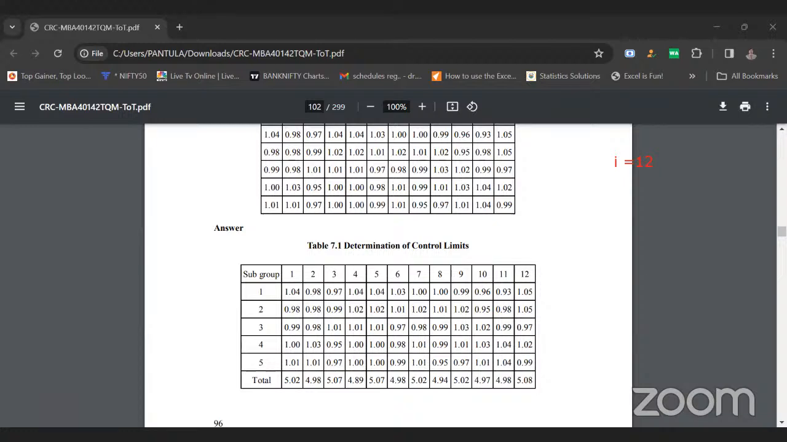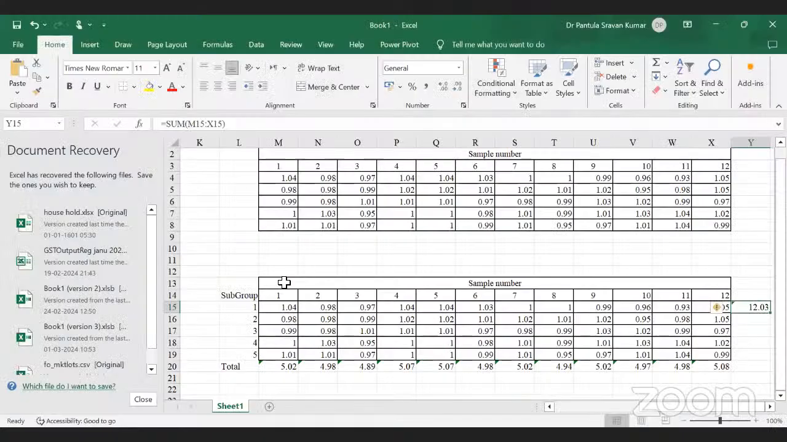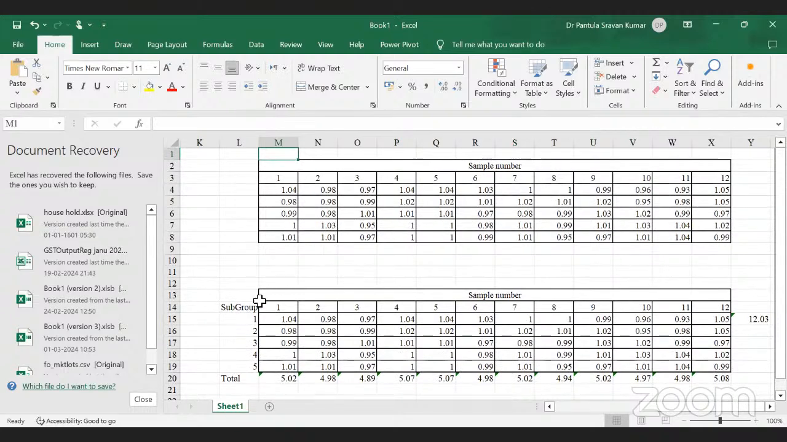Let me share one Excel sheet. Hope my Excel sheet is visible. Yes, sir. Okay, fine, good.